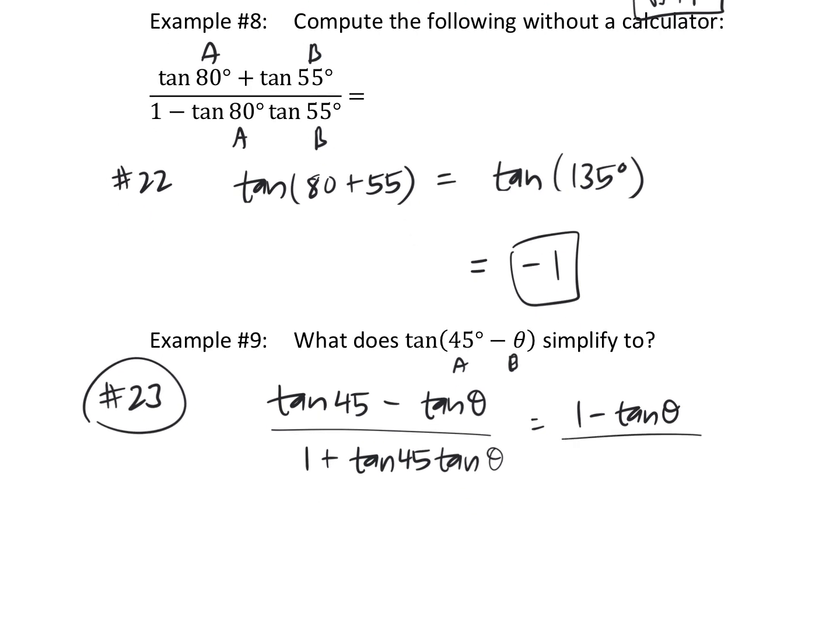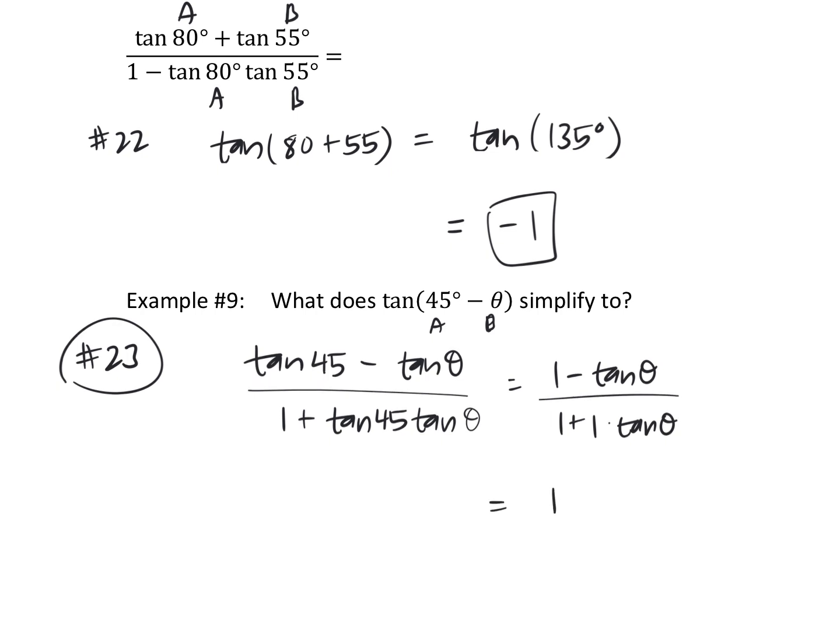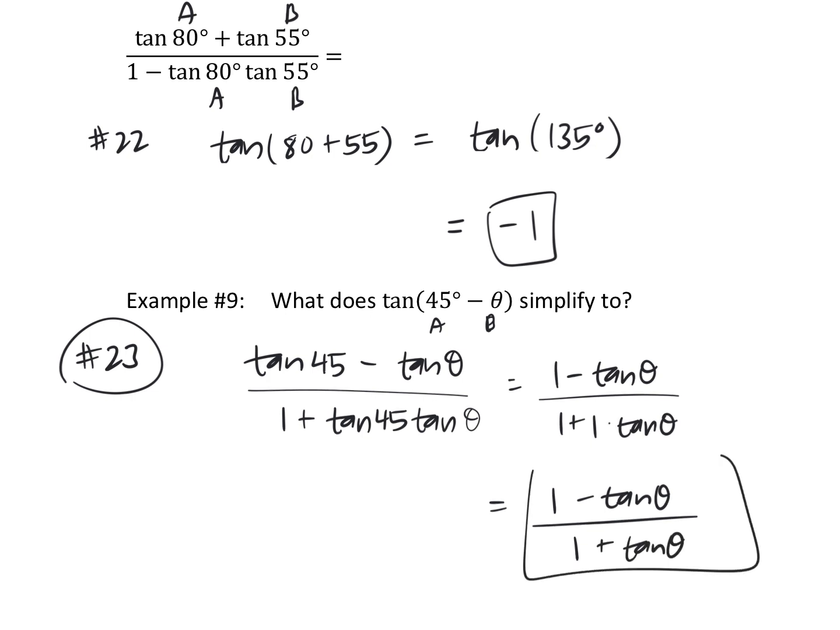And then, some of us forgot our algebra. If I had this, does that denominator become 2? No, not in this math world at least. It's just going to be a 1 down in the denominator there. 1 plus tangent of theta. That would be your answer right there.